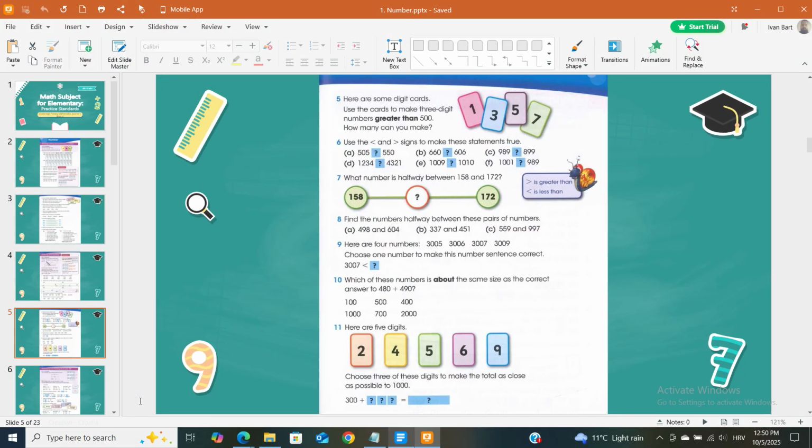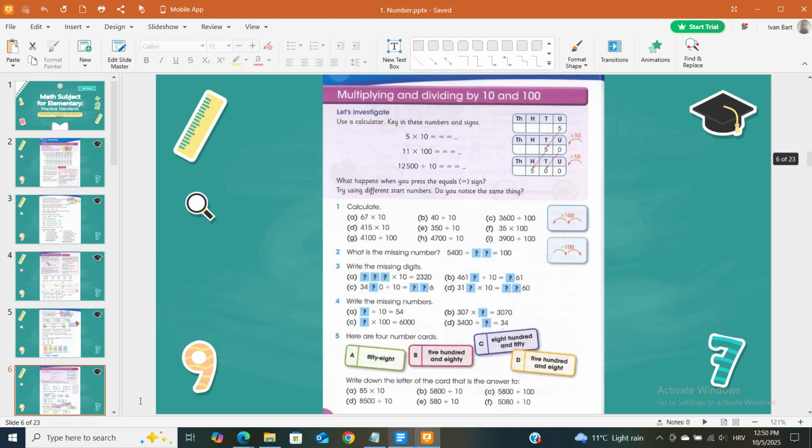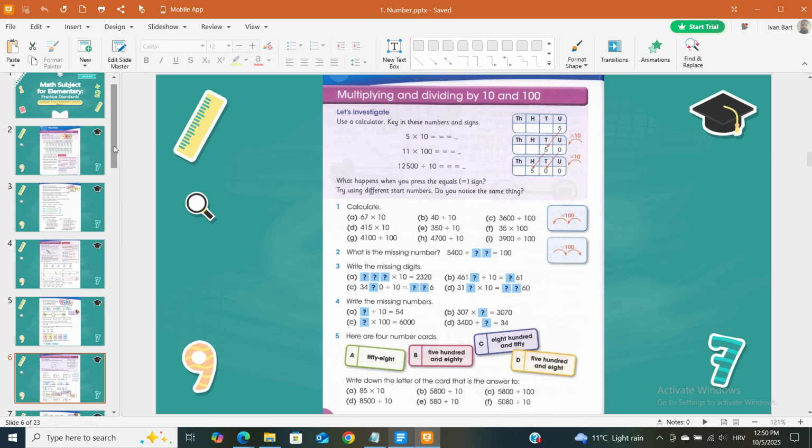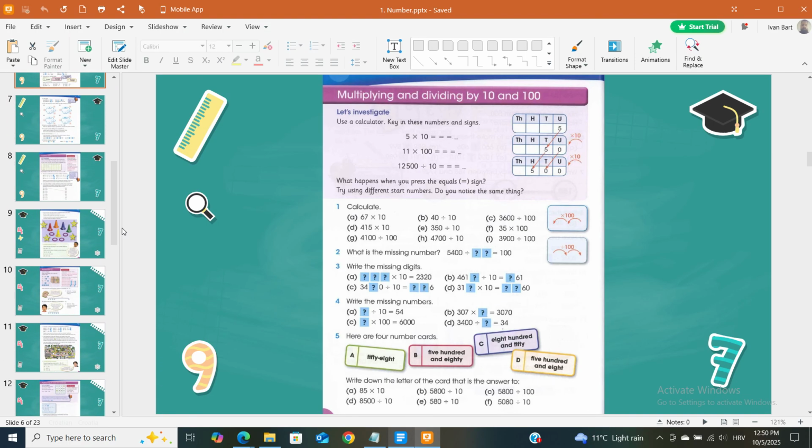equals ? Multiplying and dividing by 10 and 100. Let's investigate. Th, H, T, U. Use a calculator. Key in these numbers and signs. 5 times 10 equals. Th, H, T, U. 11 times 100 equals.